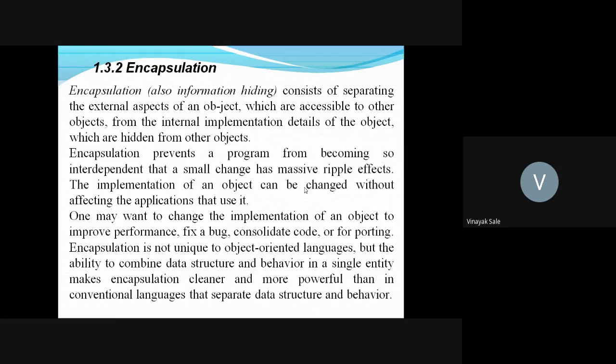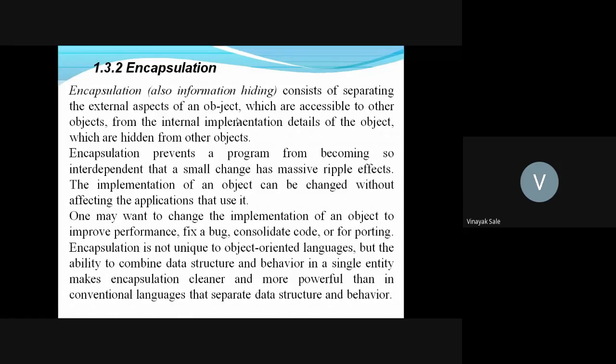Then next is encapsulation, also known as information hiding. It consists of separating the external aspects of an object, which are accessible to other objects, from the internal implementation details of the object, which are hidden from other objects. Encapsulation prevents a program from becoming so interdependent that a small change has massive ripple effects.